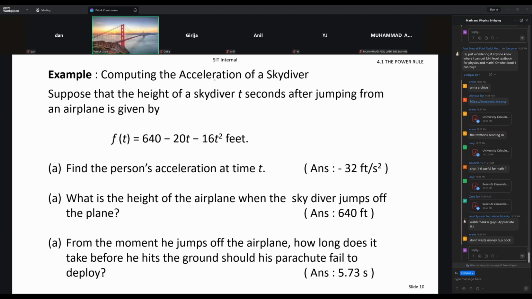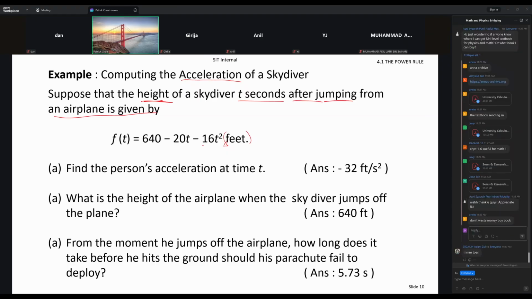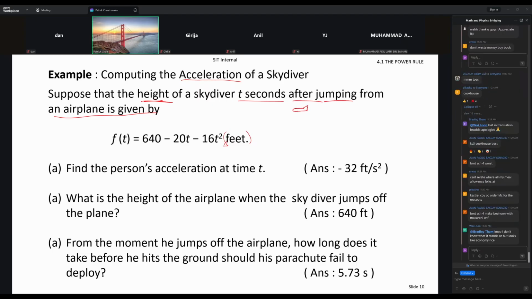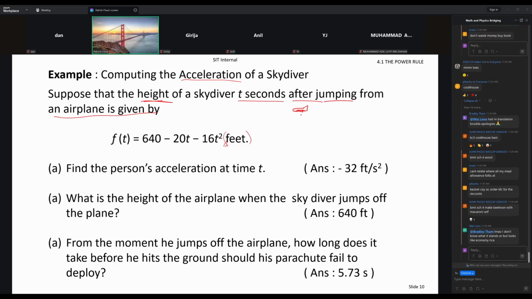Example: computing the acceleration. Suppose that the height of a skydiver t seconds after jumping from the airplane is given by this function of time, in feet. f(t) is equal to 640 minus 20t minus 16t squared, and the unit is in feet. So this is the height.